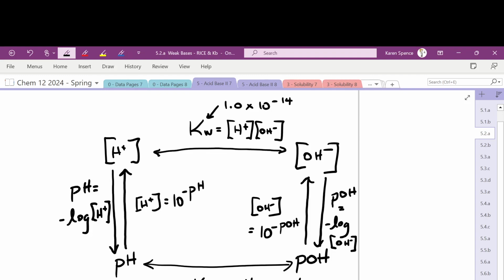Yeah, so basically everything you learned in acid base 1 is fair game. In acid base 2, there will be less of a focus on like solving for the acid, but you know, could do.